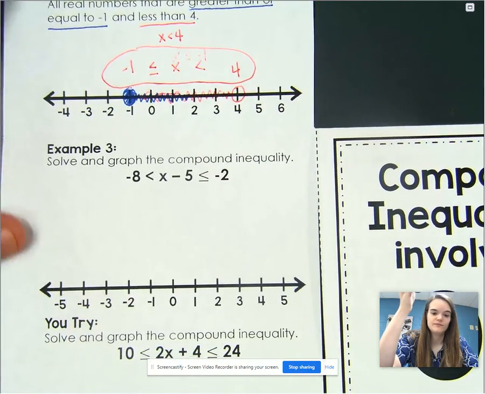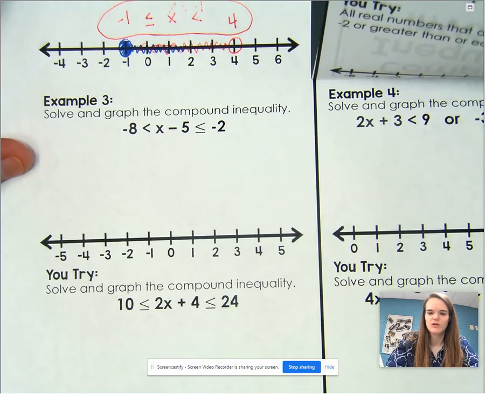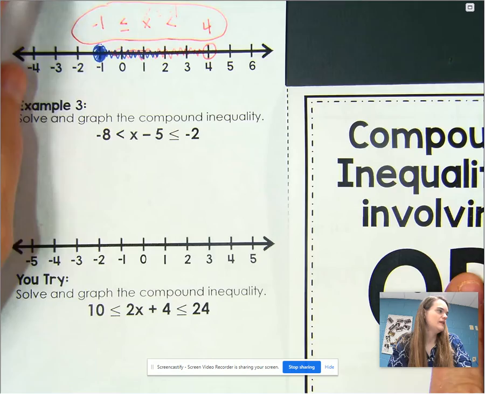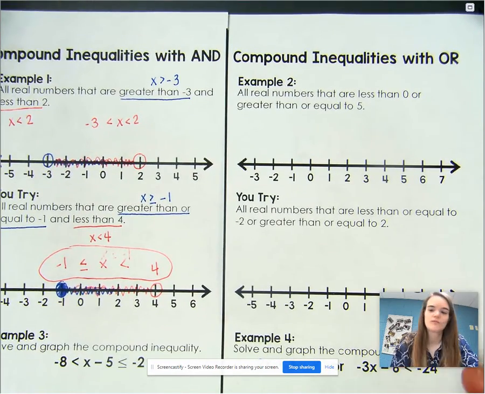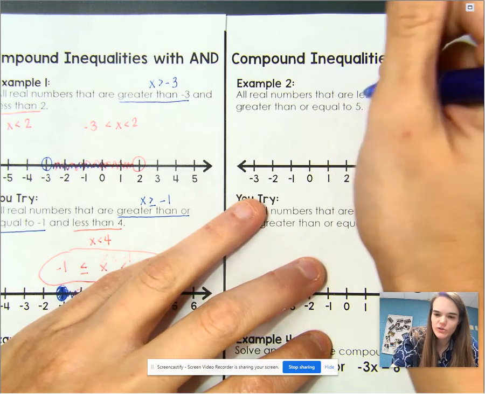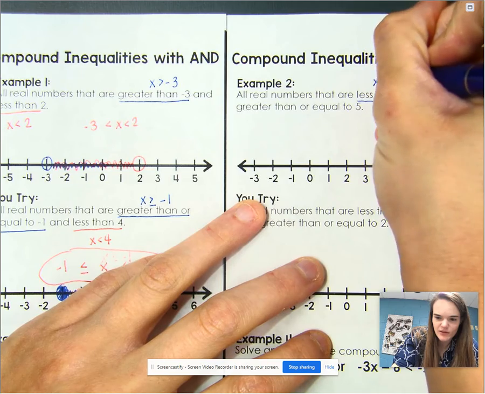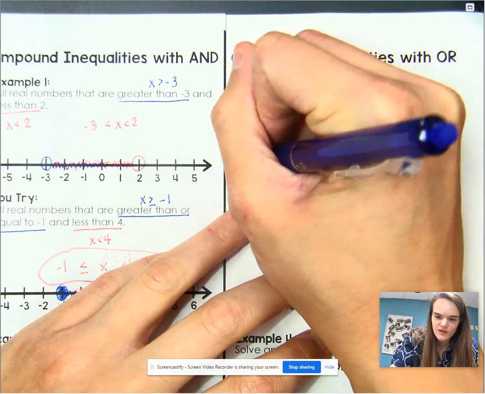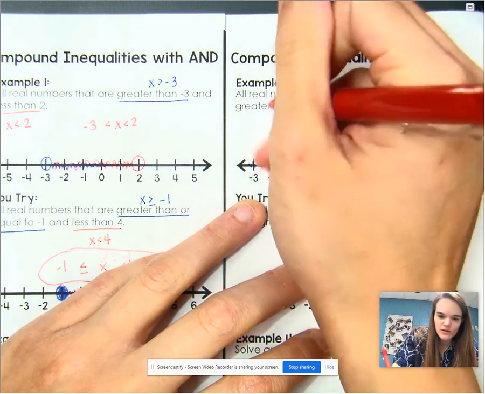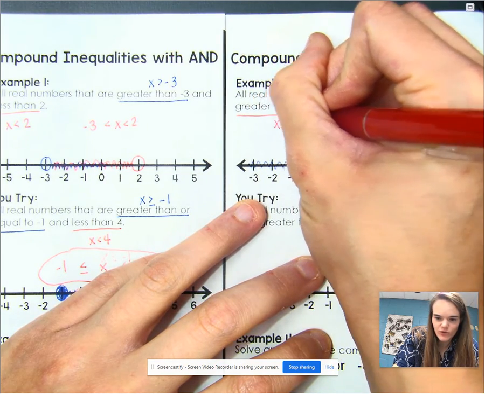Now we're going to solve them. So example 3 says solve and graph the compound inequality. Actually, before we get here, let's see or in this like this up here. So open up or. I'm going to do example 2. Okay. We're going to read the same way. All real numbers that are less than 0. X is less than 0. So circle 0. We're going to shade the numbers that are less than 0. Or greater than or equal to 5. X is greater than or equal to 5.